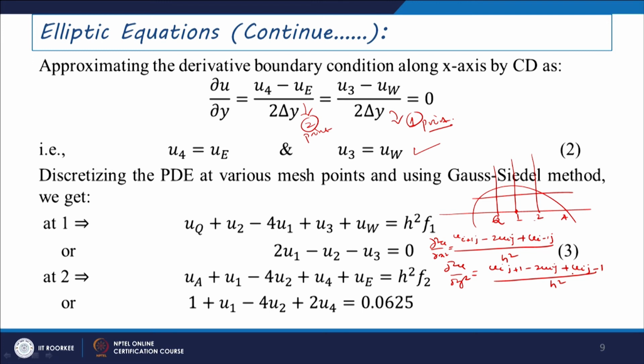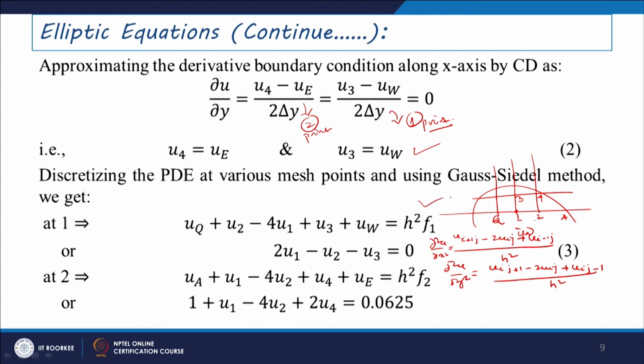At the first point, at point 1, the values can be taken as uq plus u2 minus 4 u1 plus, if you see here, this point is considered as the third point and this is the fourth point. So this difference minus this difference we take, and this is uw. So it is considered as u3 plus uw, and this equals h square f1 there.